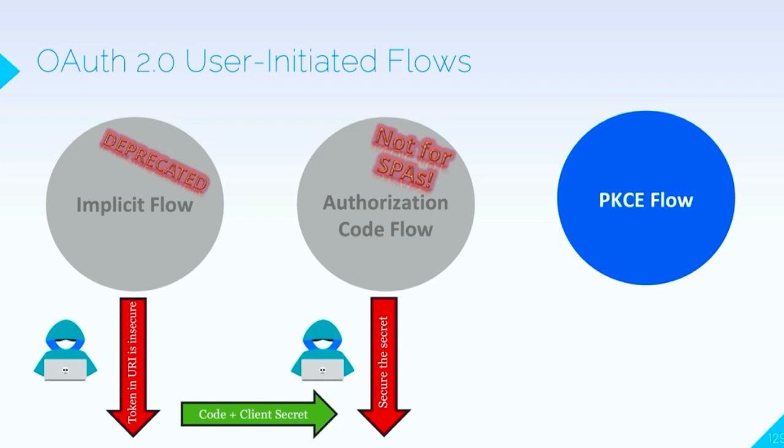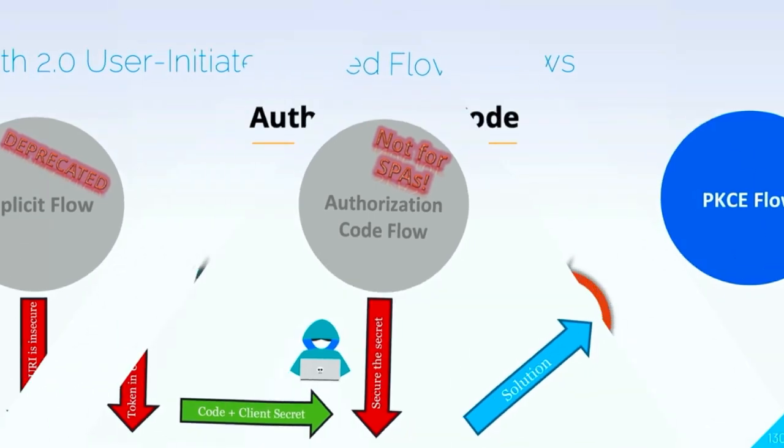So how can we secure public clients? In the next lesson, we'll explore how the PKCE flow, Proof Key for Code Exchange, addresses this exact security challenge by extending the authorization code flow.